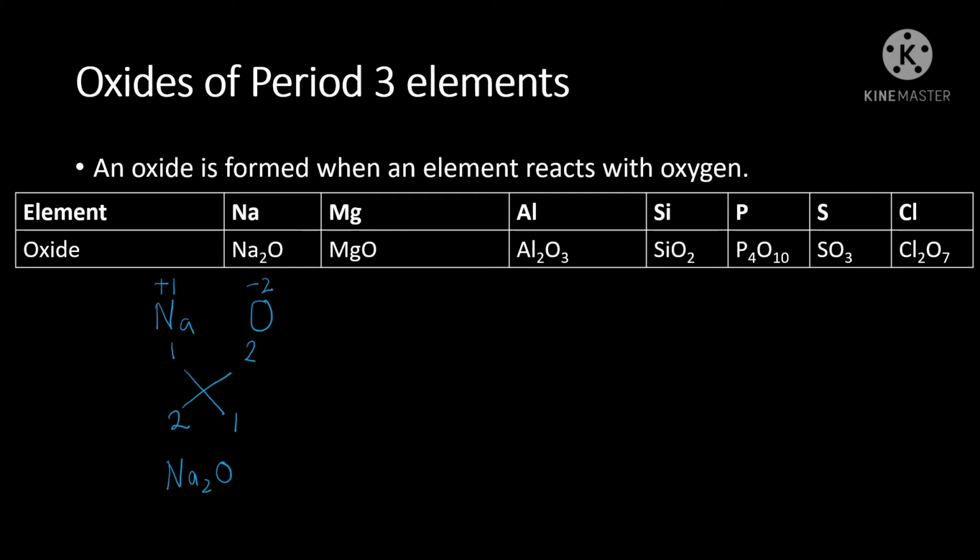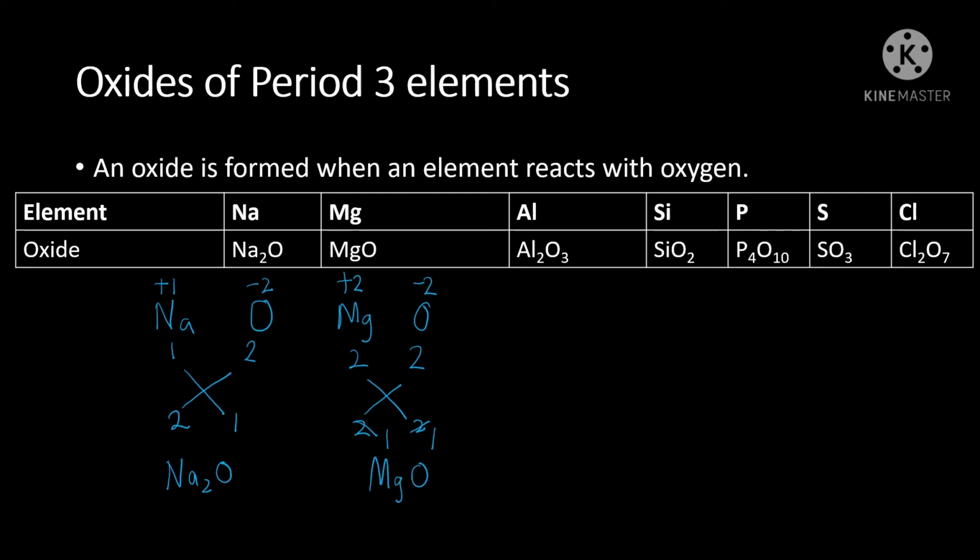Same thing goes for magnesium oxide. Magnesium is in group 2, so the oxidation state is +2. Again, the oxide oxidation state is -2. When we cross, we get 2,2. So we can simplify it to give us the chemical formula for magnesium oxide as MgO.